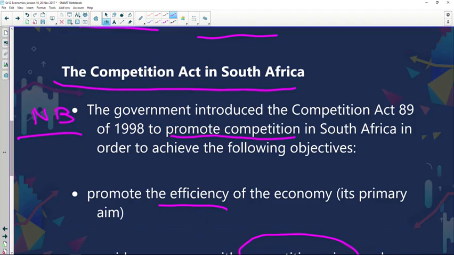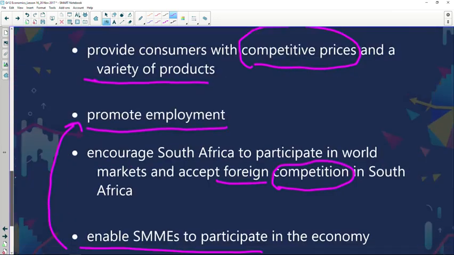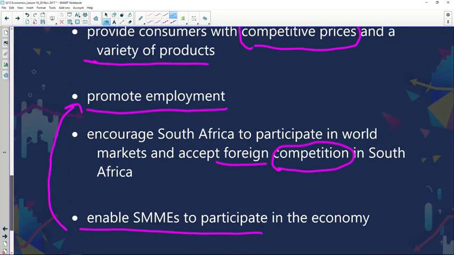We've also looked at the Competition Act in South Africa, and we said that the government introduced the Competition Act 89 of 1998 to promote competition in South Africa in order to achieve the following objectives: to promote the efficiency of the economy. We did chat about that in more detail. Also to provide consumers with competitive pricing and a variety of products, and to promote employment, which is very important, and to encourage South Africa to participate in world markets, in international markets, and also to accept foreign competition in South Africa.